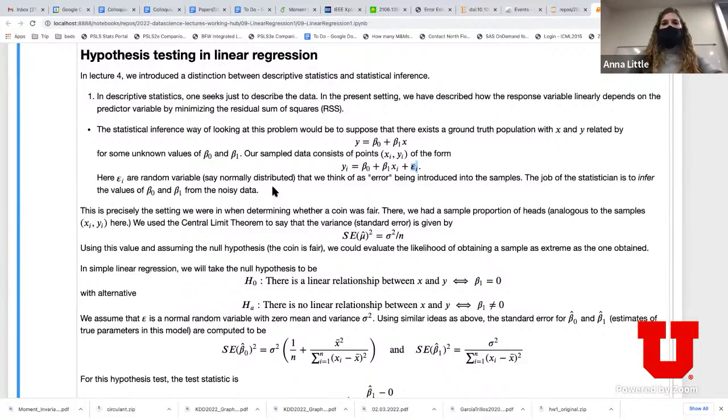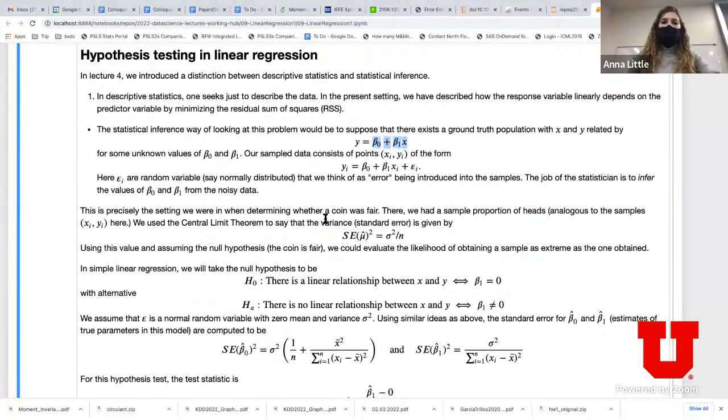Our job is, from the noisy data, to figure out what beta 0 and beta 1 were in the population. So now we've turned this into a statistical inference problem, where we've taken a sample and we're going to try to make an inference about what the beta 0 and the beta 1 really were in the population.